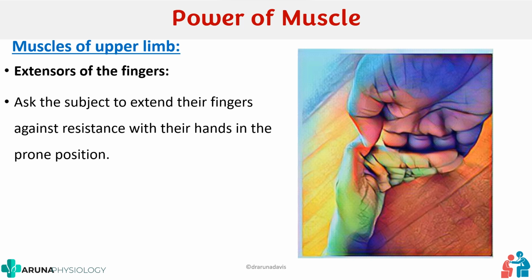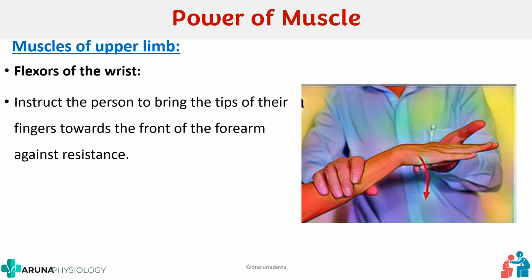Okay. Next one is the flexors of the wrist. How will you check for flexors of the wrist? See, this is the subject's hand. You can ask the subject to flex the fingers, which means bringing the tips of their fingers towards the front of the forearm in this direction. You can ask the subject to flex the wrist while you apply resistance here on the palmar area, in which case you will know whether the flexors of the wrist have normal power or not. That is how you will check for the flexors of the wrist.